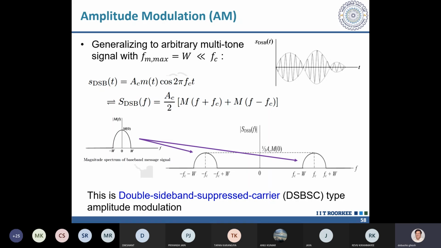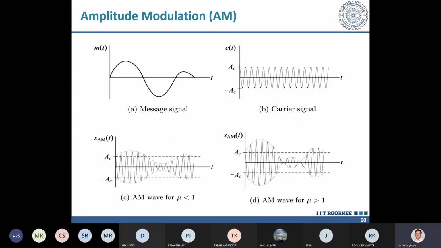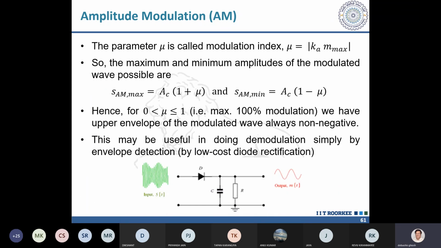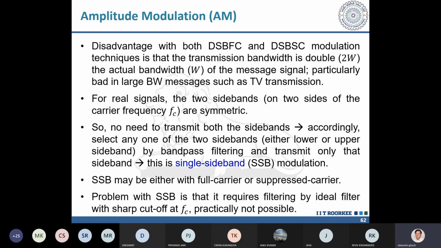For the time being, since the signal is assumed to be real valued, they are symmetric, and hence one sideband is just the copy of the other side. So we can transmit only one side of the double sideband. Only single sideband transmission is good enough. So we do single sideband transmission.